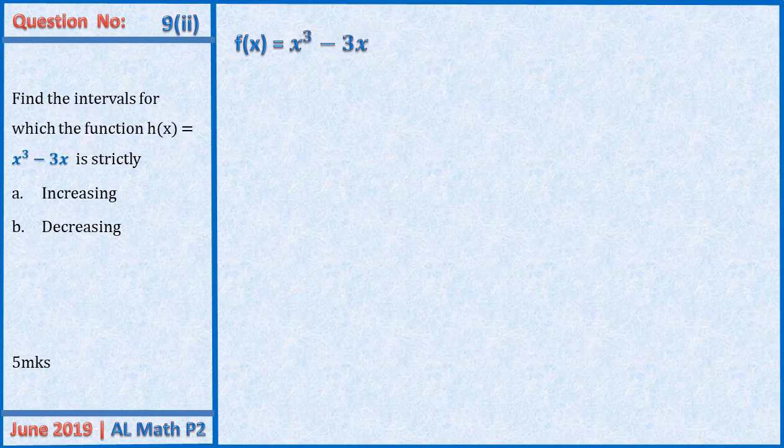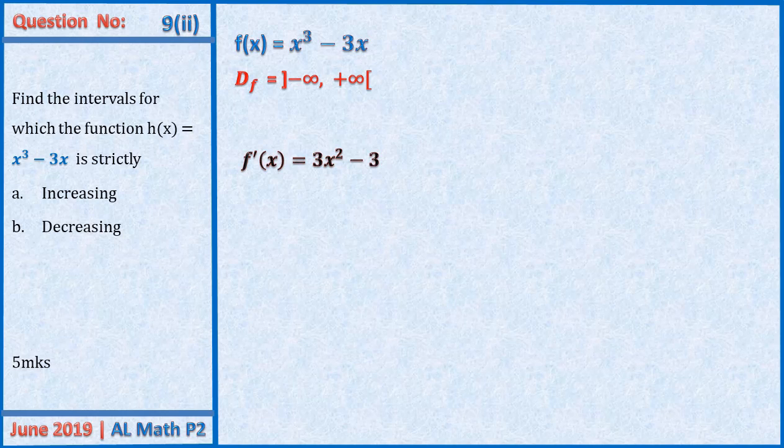The second part of question 9, we have find the intervals for which the function h of x equals x cubed minus 3x is strictly a) increasing and b) decreasing. So you first of all have to study this function from its domain and the limits as well as the turning points. So the domain of this function is from negative infinity to positive infinity. Recall that this is a polynomial function, so the domain is the set of all real numbers.